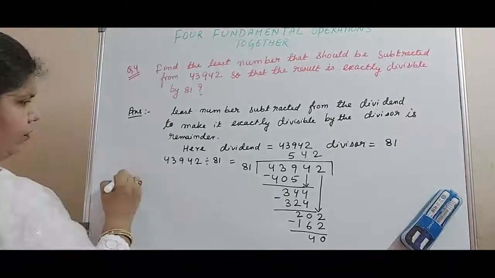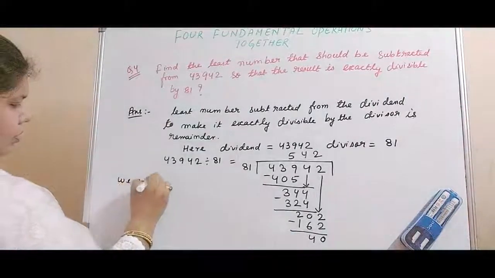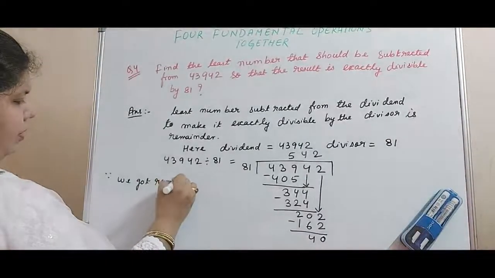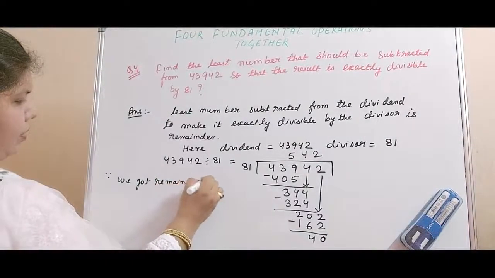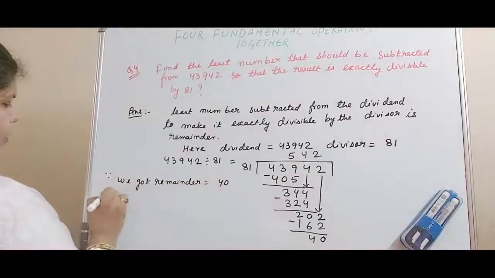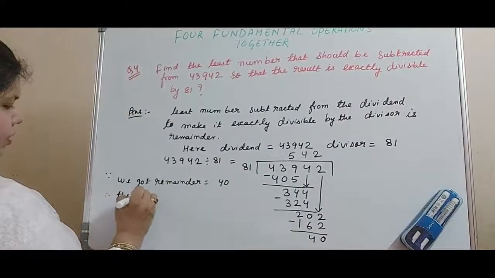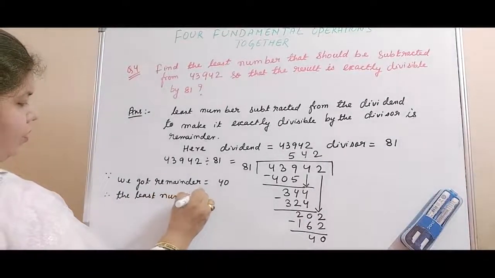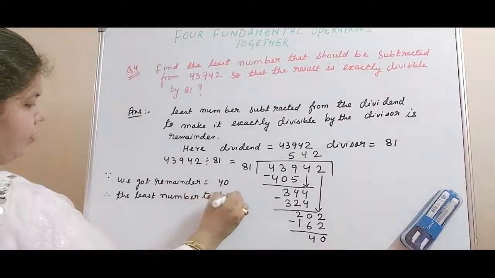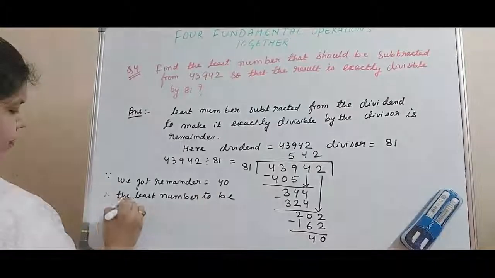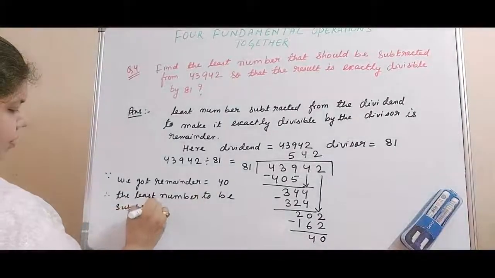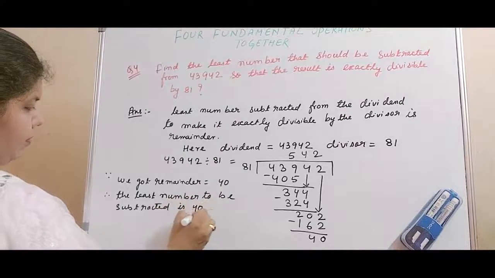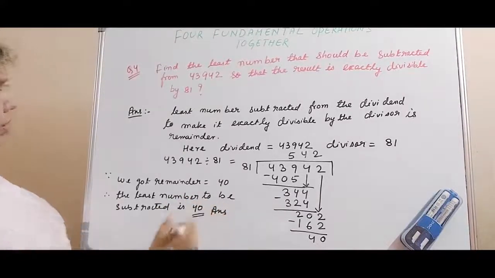So here you will write we got remainder, since we got remainder equal to 40, therefore the least number to be subtracted is 40, and this is your answer.